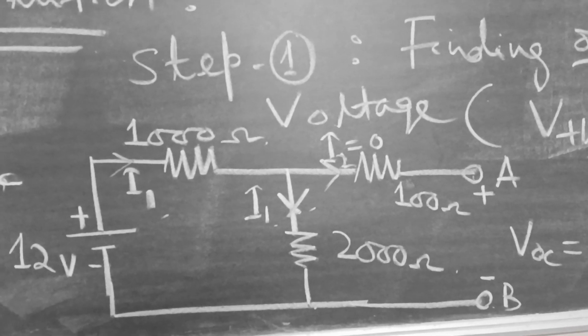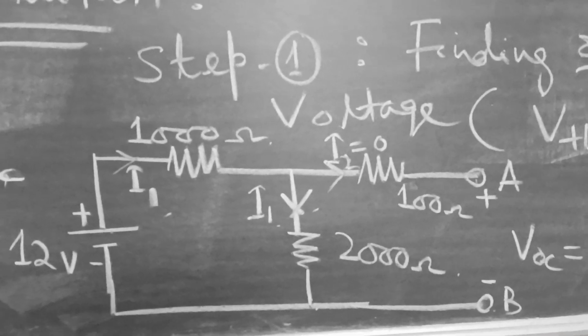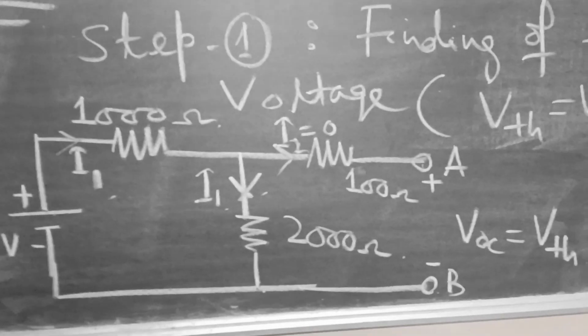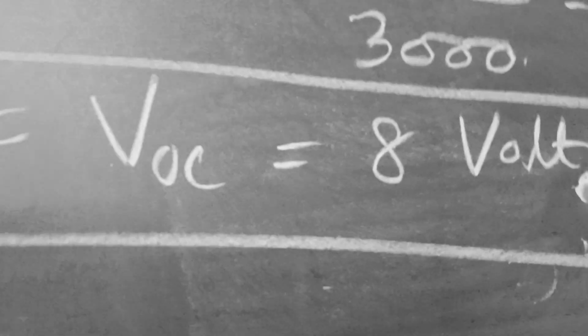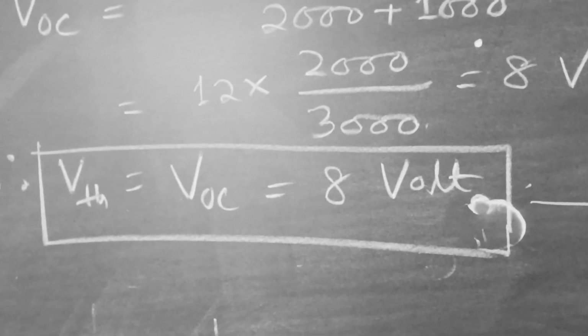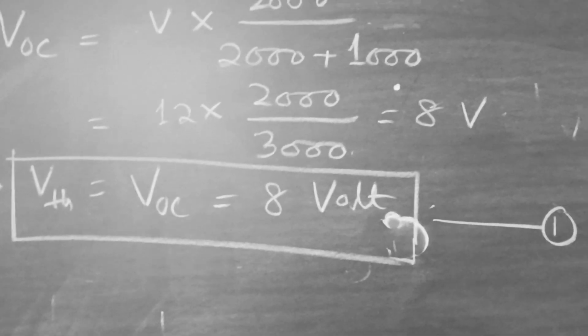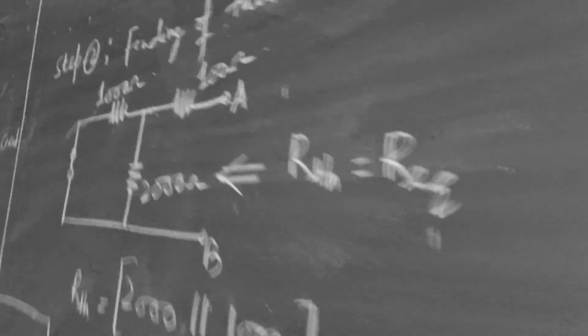Or you can also find the current, and current into resistance is the voltage drop across 2000 ohm. So whatever open circuit voltage we get is known as the Thevenin voltage. Clear, all of you? So the open circuit voltage across AB is the Thevenin voltage. This is step 1. Next, step 2.